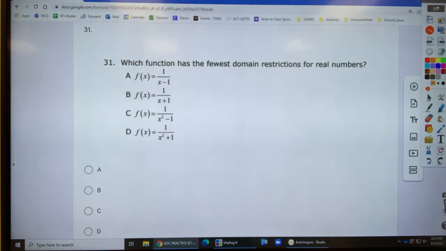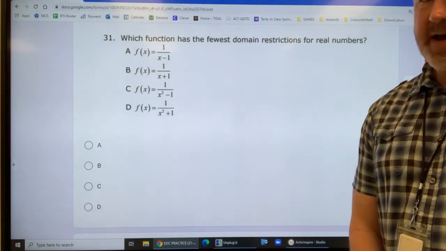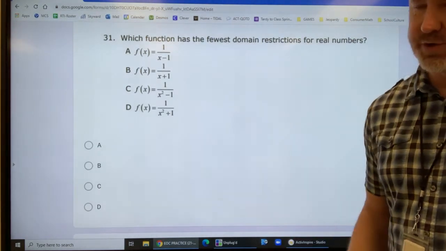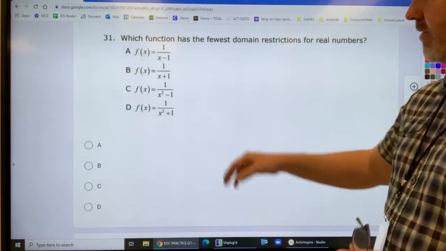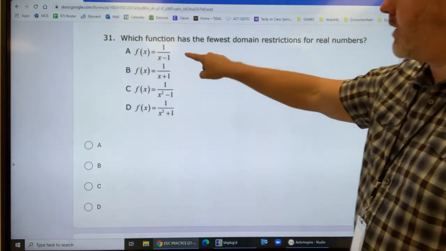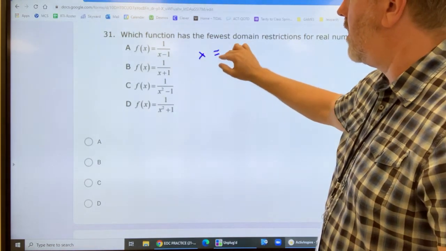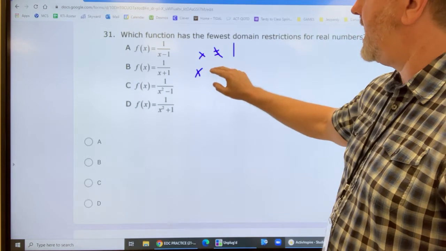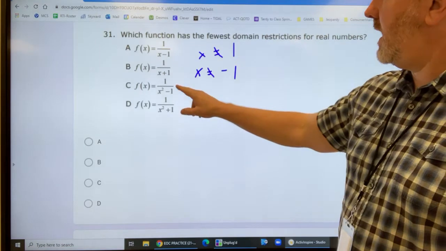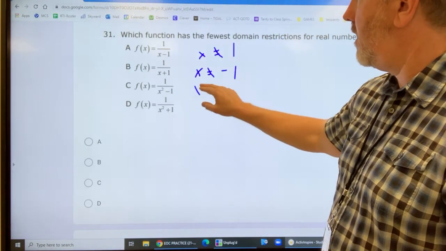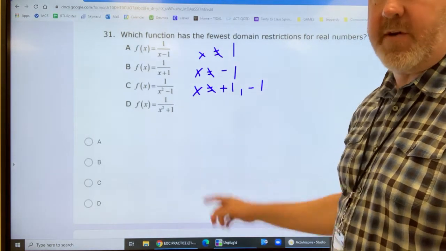Which function has the fewest domain restrictions? When you see restrictions on the domain, you should think undefined. You should think 0 on the bottom of fractions, or negatives underneath radical signs, but we don't have any radical signs, so we don't have to worry about that. All right, this one, there's a restriction. X cannot be 1. Here, x cannot be -1, so those have the same number of restrictions. Here, x cannot be +1 or -1, because either one will give you 0 on the bottom of a fraction because it's squared.